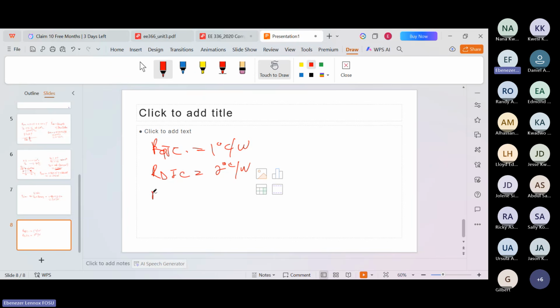We are also told that the R heat sink, right? So heat sink to ambient, that is the HA here, is given by 0.45 degrees Celsius per watt. So this is what we are given about the thermal resistance.